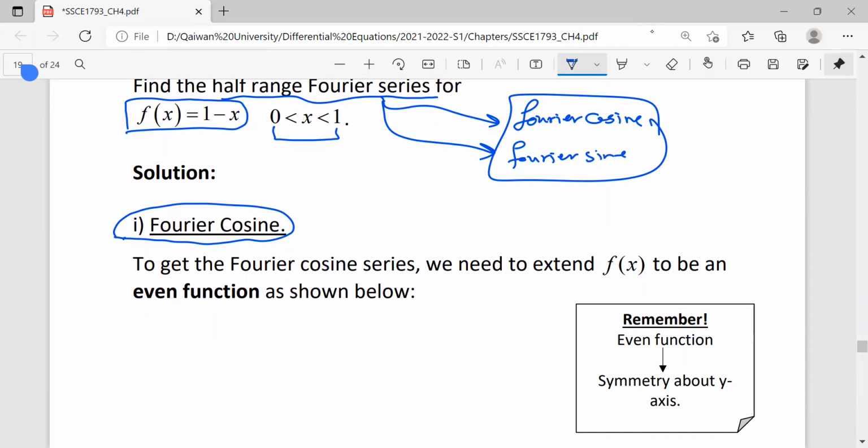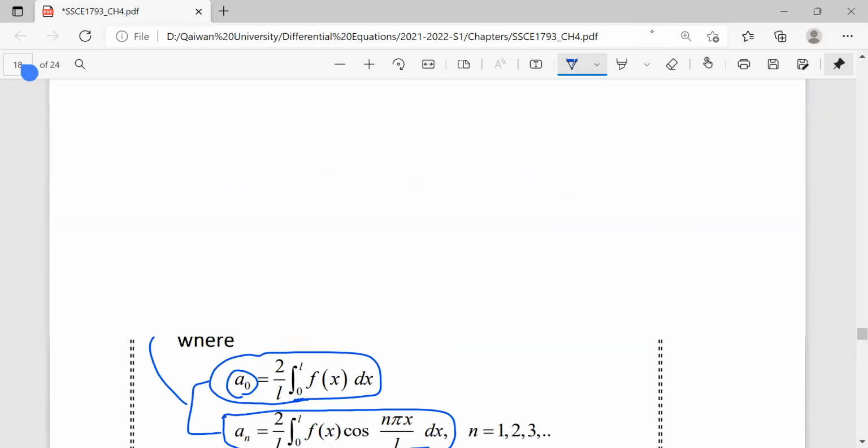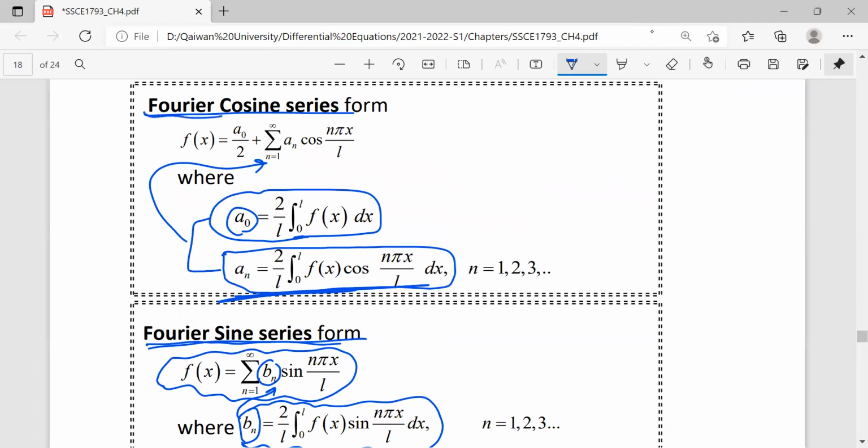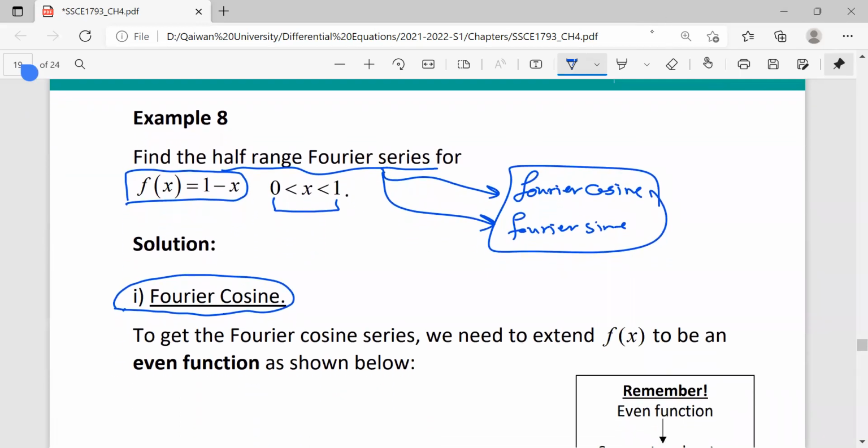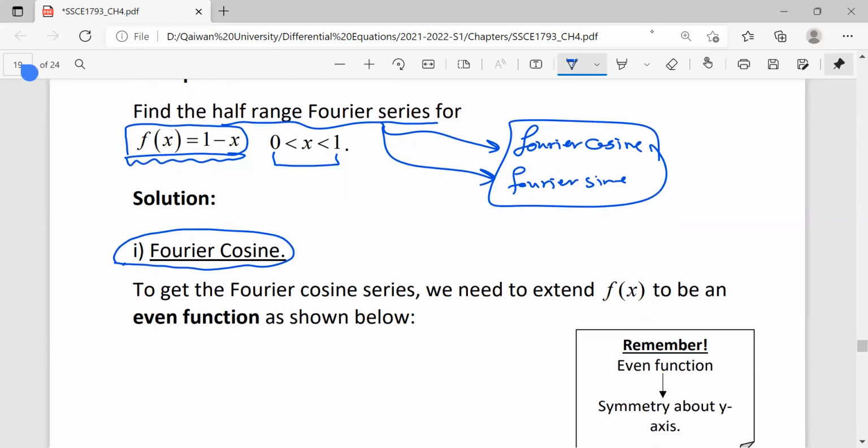here we find a naught and a n, as given above. For the Fourier cosine series, we should find a naught and a n. When do we find a naught and a n? If the function is even. If the function is even, then we can just find a naught and a n. So here we have been given this function. We must convert this function to an even function, because here we just find a naught and a n. In this case, the function must be an even function.